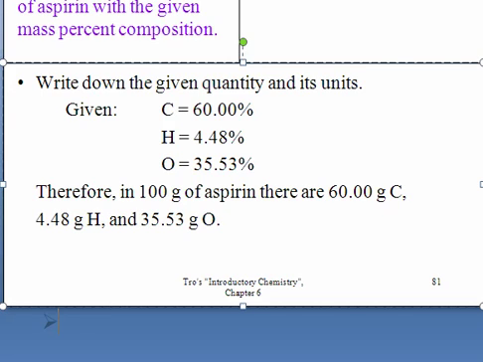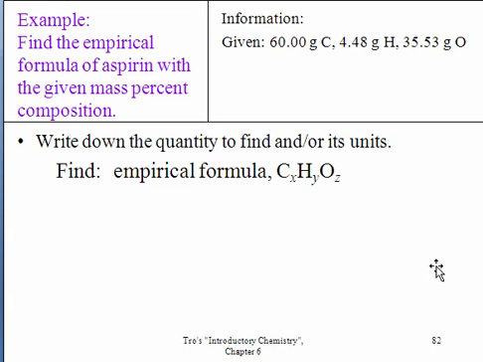Okay, so that was step 1. Step 2, well, they're putting this in here. This is how our formula is going to look. We're going to have carbon first, then hydrogen, then oxygen, and we're trying to figure out what these subscripts are, the empirical formula.